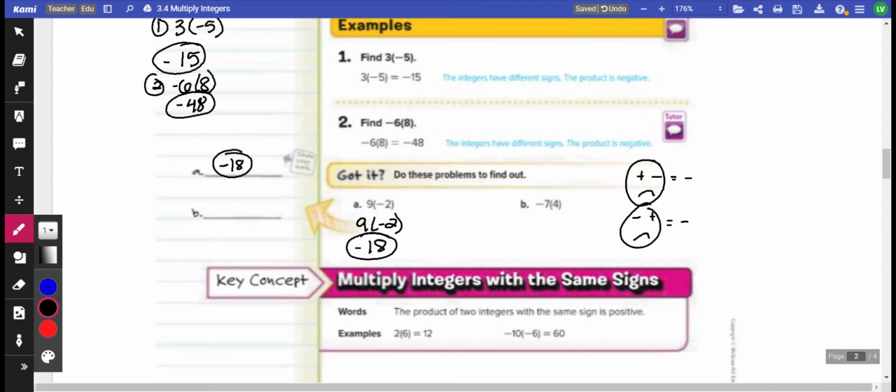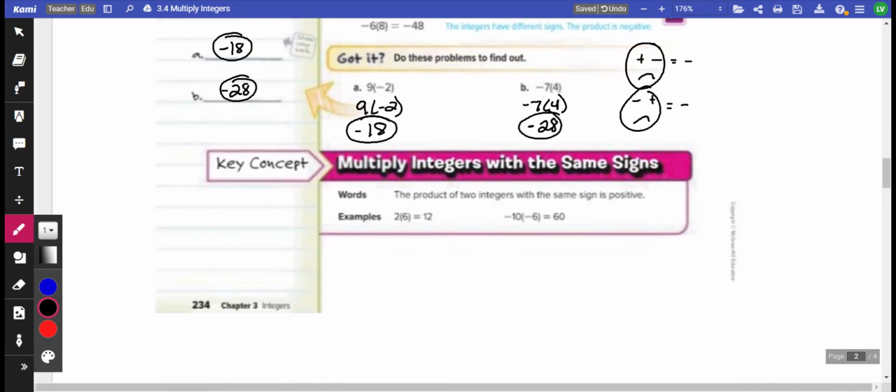All right, letter B, negative 7 times 4. Well, 7 times 4 gives me 28. A negative times a positive is a negative. So my answer is negative 28. So that's when you have integers where you're multiplying with different signs. Now we're going to do where they have the same sign.